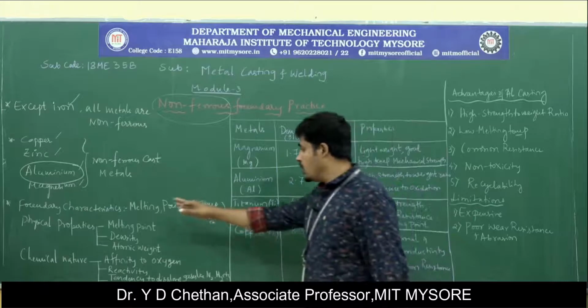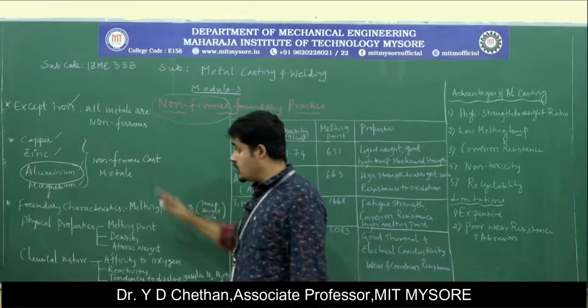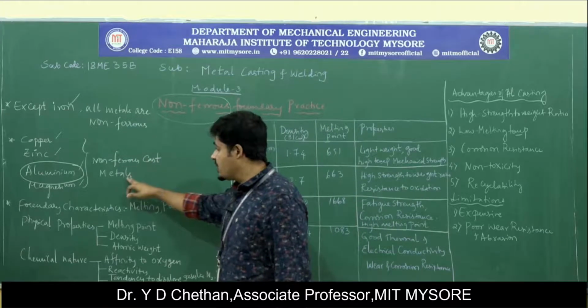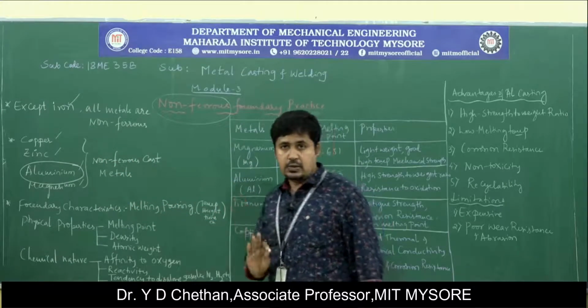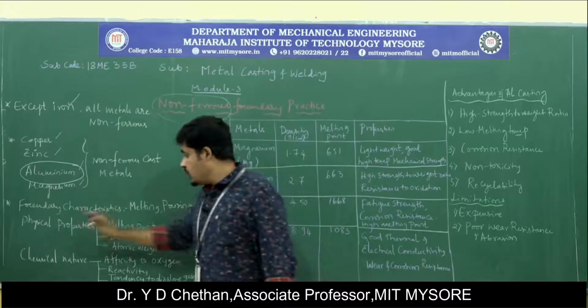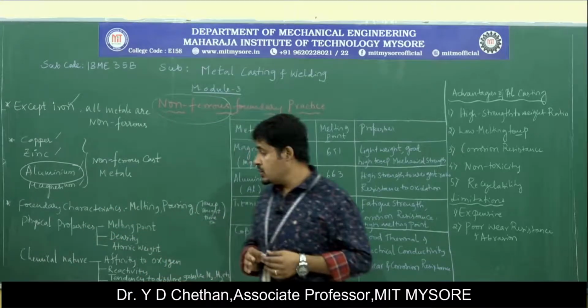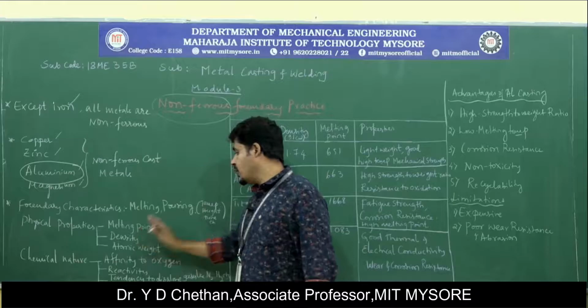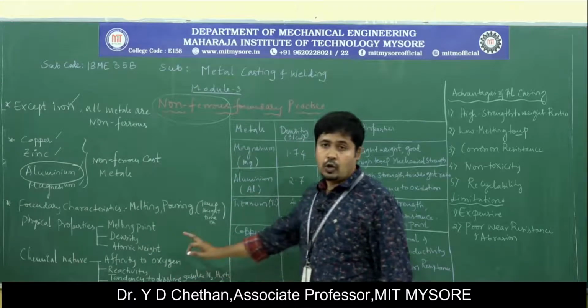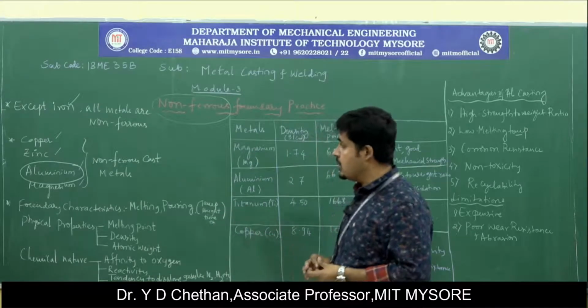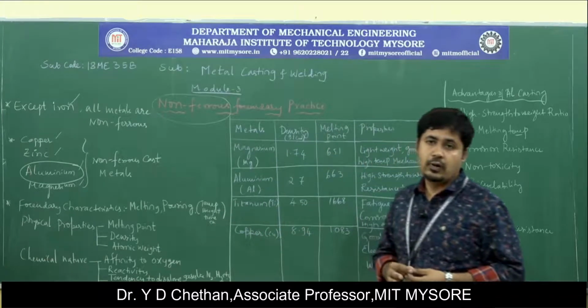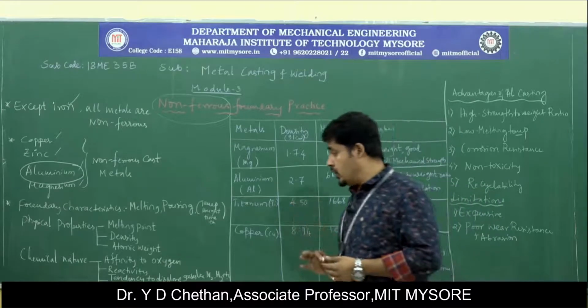That is all the foundry characteristics that a non-ferrous cast metal should possess, the melting and pouring characteristics. Then the next property we need to look into is the physical properties, that is melting point, density, and atomic weight. One more characteristic that is demanding in non-ferrous foundry technique is the chemical nature.